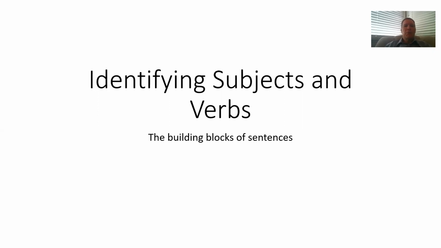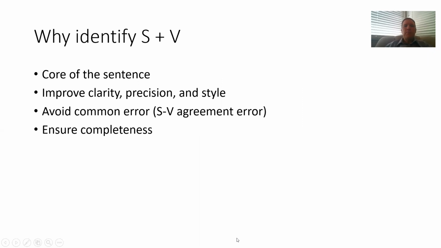Subjects and verbs are the building blocks of sentences. They're the core of the sentence, and as a result, they're really the central meaning units. If you choose an effective subject and verb, that will help improve the clarity of your sentence. If you're not very effective at selecting your subject and verb, a lot of times your sentences are going to be unclear, lack focus, and be imprecise. It also affects whether you're going to commit a couple of common language errors.